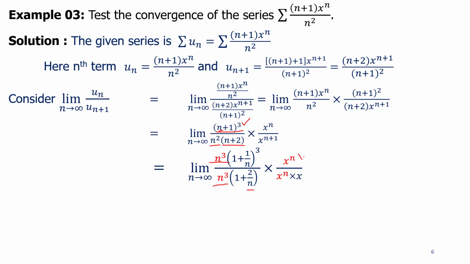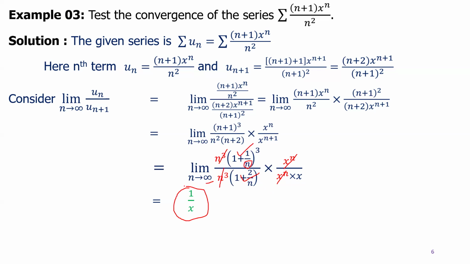Similarly, x to the power n plus 1 can be written as x to the power n into x to the power 1. So the common terms n cube and x to the power n cancel. If we substitute n equal to infinity, it is nothing but 1 upon x, because 1 to the power 3 is 1, 1 upon 1 is 1, and we are left with 1 upon x. So 1 upon x is the value of the limit of the ratio un upon un plus 1.